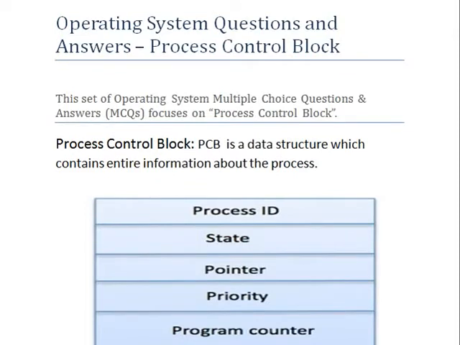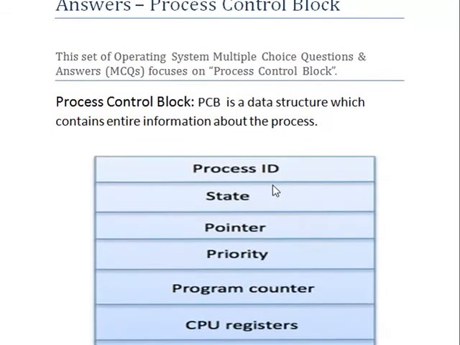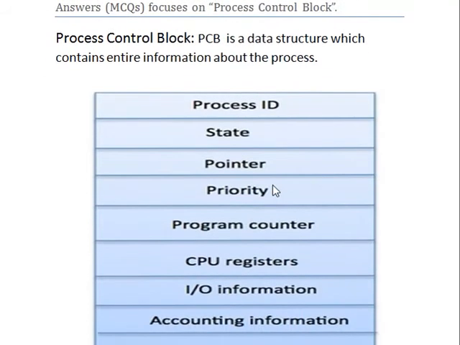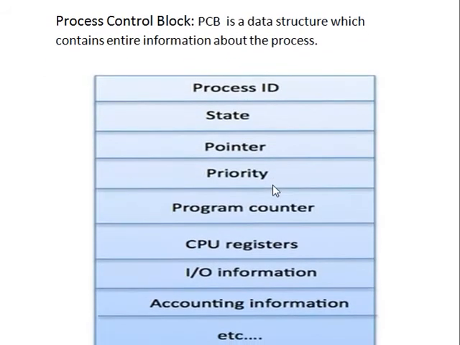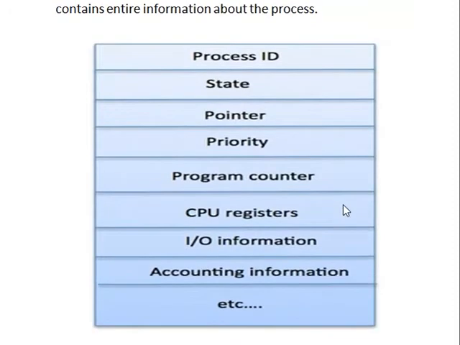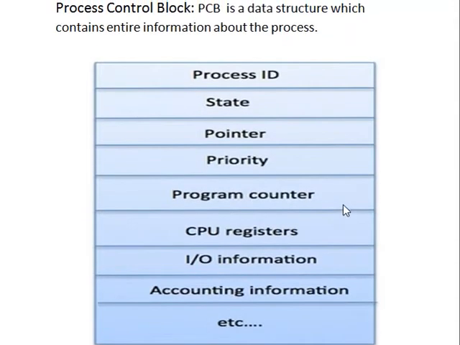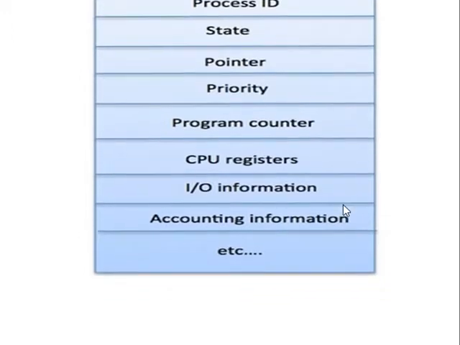So first we understand about the process control block and what are its components. As we see, process control block is a data structure which contains entire information about the process. Here we can see the process control block which contains components such as process ID, process state, process pointer, priority, program counter, CPU registers and others.